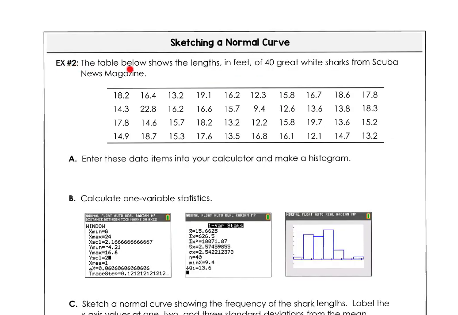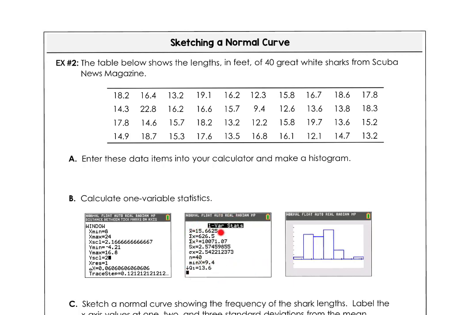For example 2, we have the table that shows the length of 40 great white sharks in feet. And we got this information from Scuba News magazine. So what I did with that ahead of time is I entered the data items into my calculator to make a histogram. And in part B, this is the recording of what I got off of my TI-84 calculator. So I entered these into a list and graphed the graph so that I could see and perform the one variable statistics test.